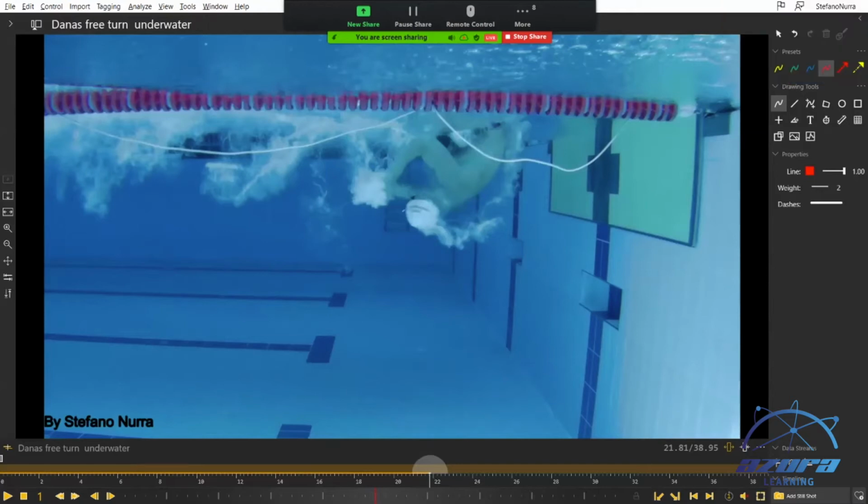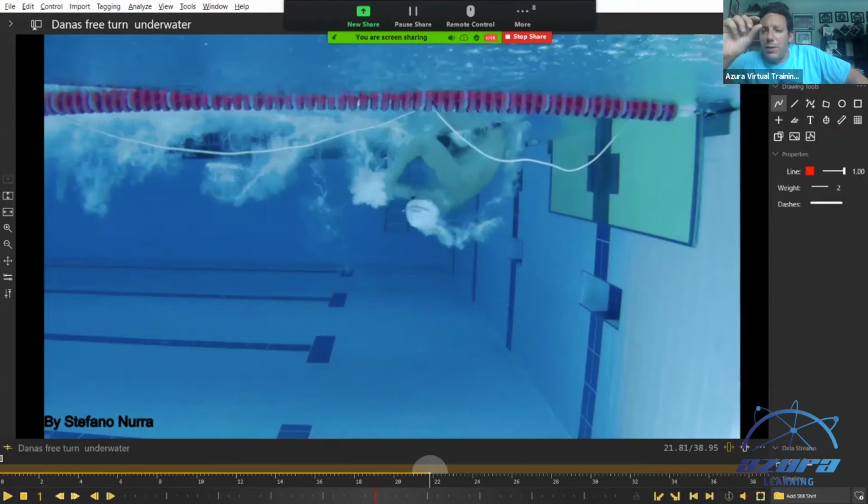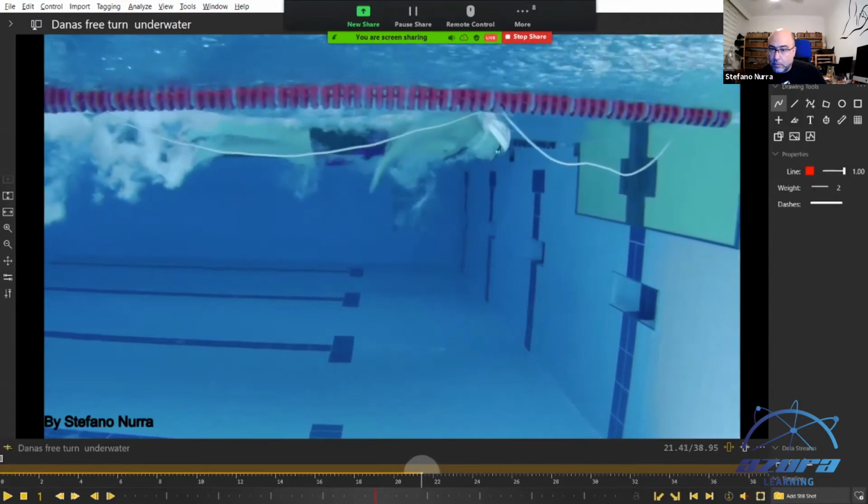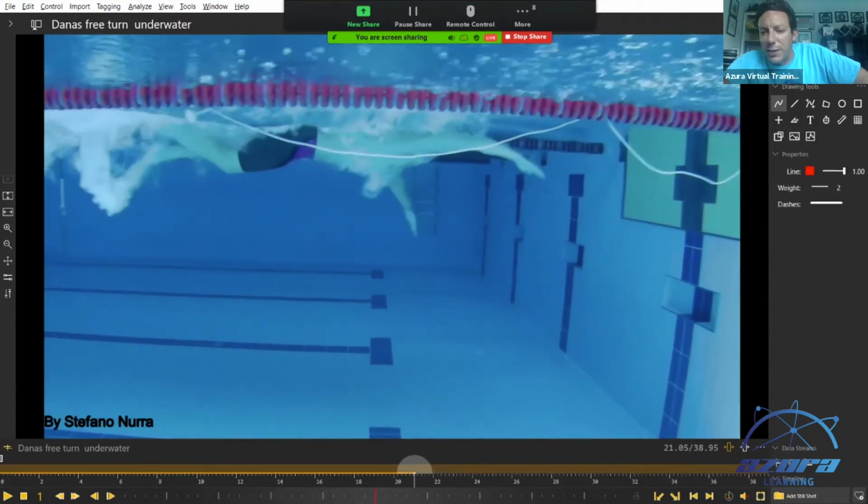Okay, thank you, Stefano. Then here, Luis Flores is asking, on the flip of the body after you push off the wall, does the flip of the body go from the shoulder to the hips or from the feet to the hips? From the shoulder. From the shoulder, okay.